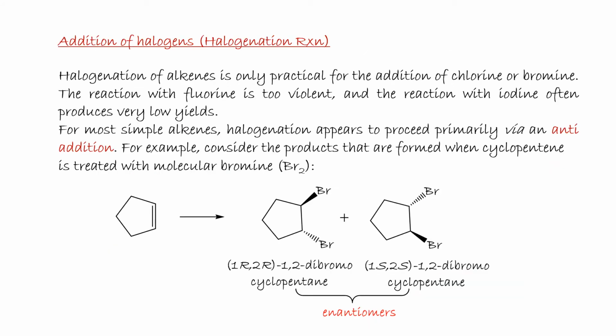Addition of halogens, halogenation reaction. Halogenation of alkenes is only practical for the addition of chlorine or bromine. The reaction with fluorine is too violent, and the reaction with iodine often produces very low yields. For most simple alkenes, halogenation appears to proceed primarily via an anti-addition.